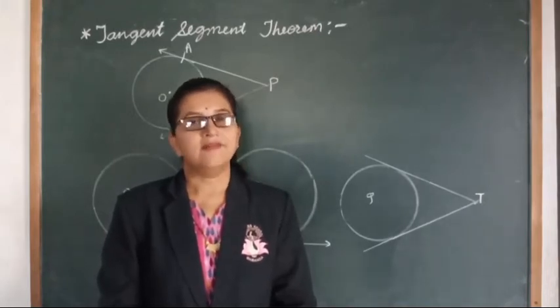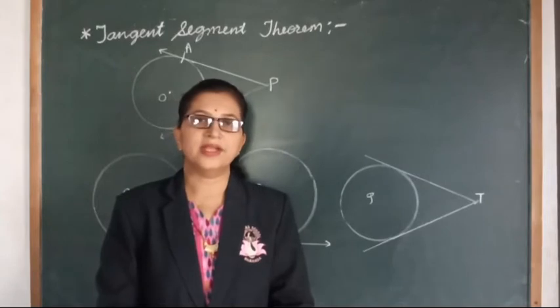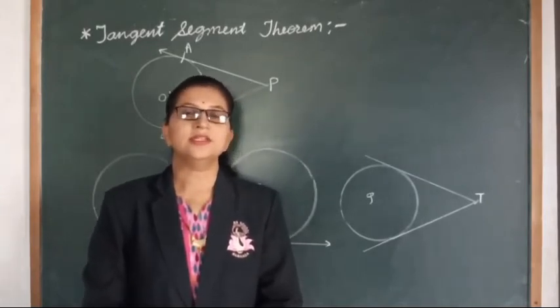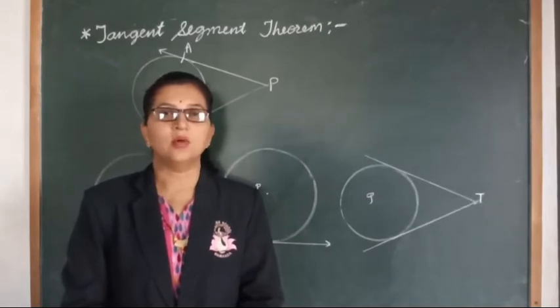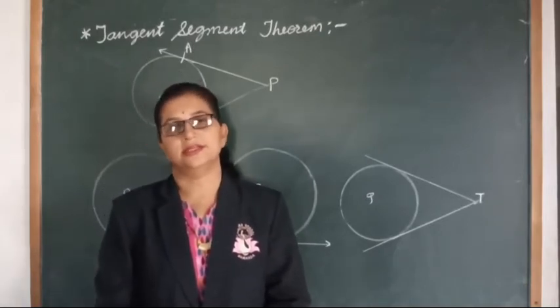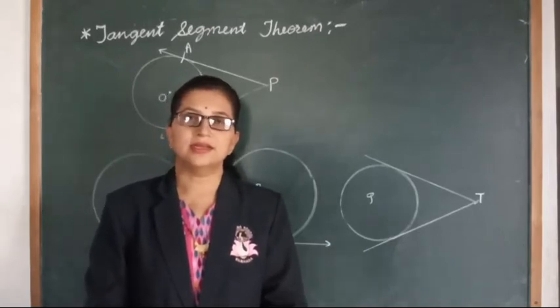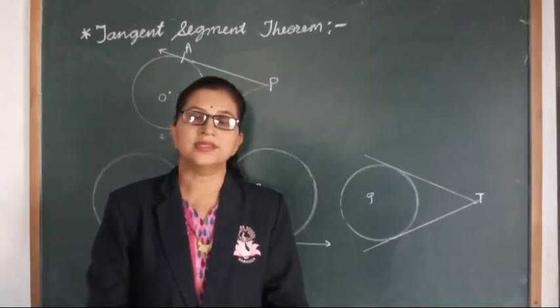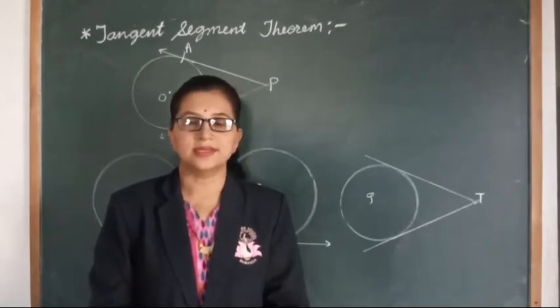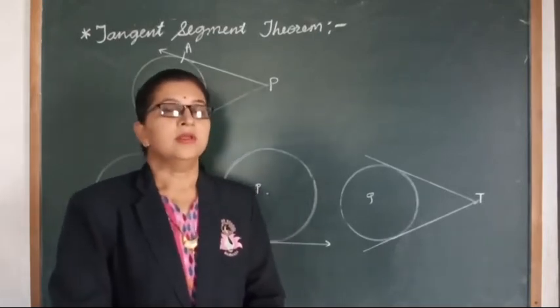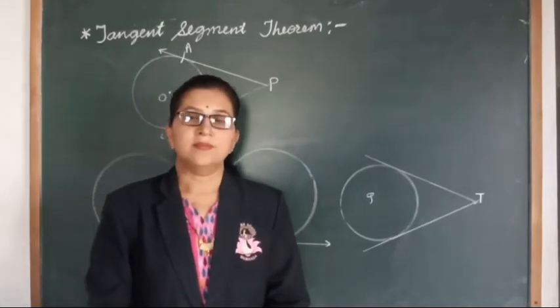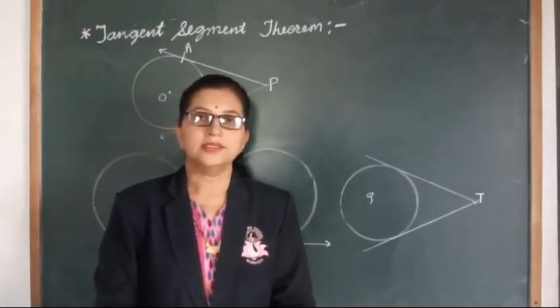After that we saw what a tangent and a secant are. A line touching the circle in one and only one point is called a tangent. And a line intersecting the circle in 2 points, or more than 1 point, is called a secant. Now we are going to study some properties related to the secant.